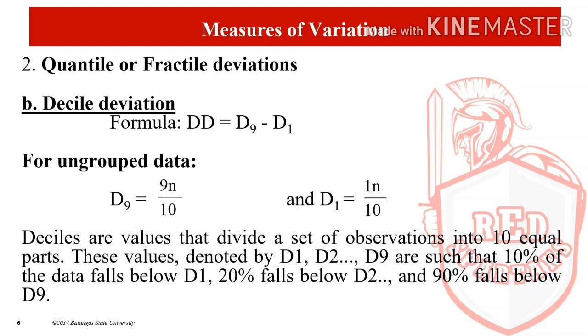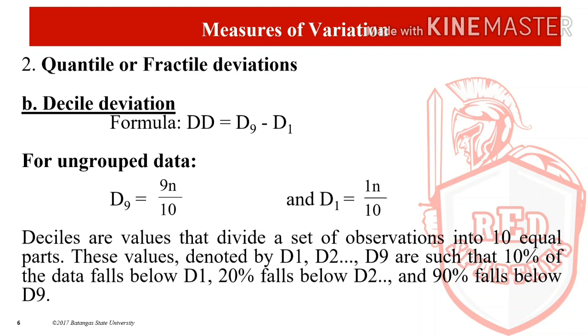So, for example, yung ating data kanina na meron tayong 1 to 10 na values, so ibig sabihin n is equal to 10. Ganun na lang yung example natin para mas madali nating makuha yung ibig sabihin ng decile or nung decile deviation.